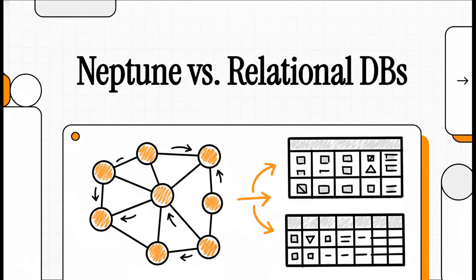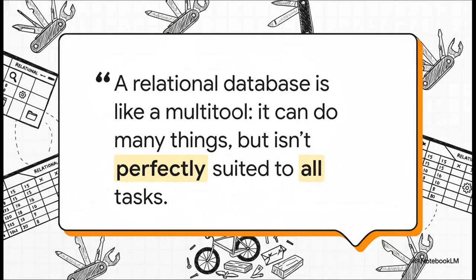All right, let's talk about something every developer, every architect has to grapple with: picking the right database. And today, we're zeroing in on a big one: Amazon Neptune versus your classic relational database. It's a classic showdown, right? When do you stick with what you know, and when do you jump to a graph database? Let's get into it. I absolutely love this analogy.